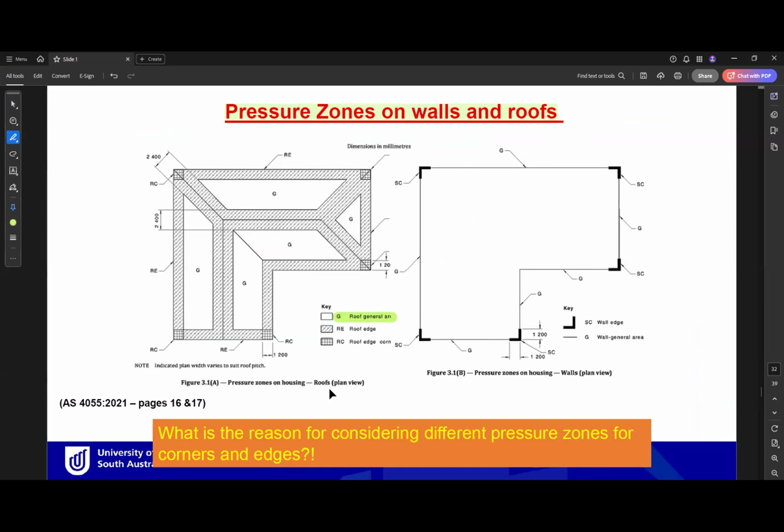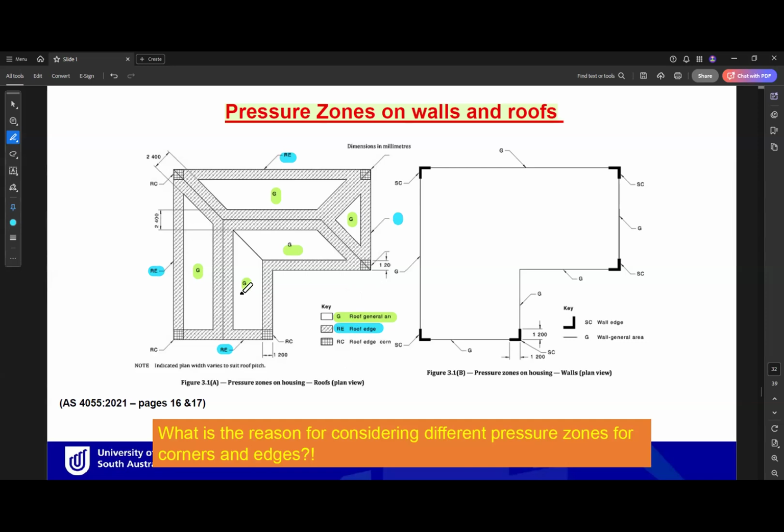So these are general areas, like this one, this one, this one, this one. These areas are not near the edges of the roof. And then we have roof edge areas or RE areas, like this one here, this one here, this one here, and this one here. So all of these areas are roof edge areas.